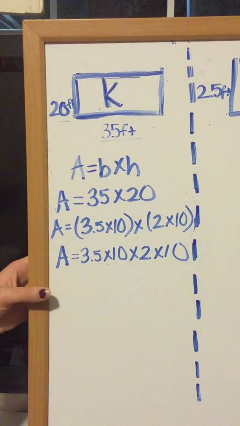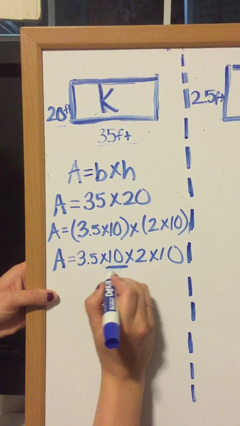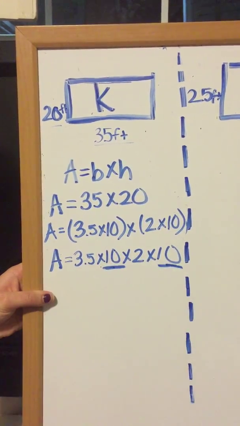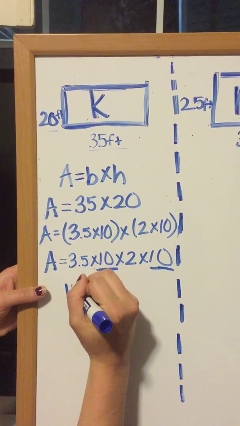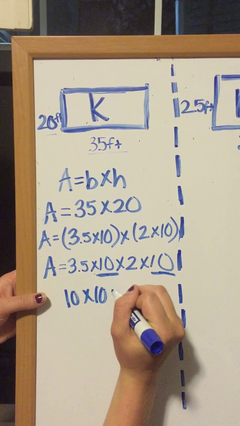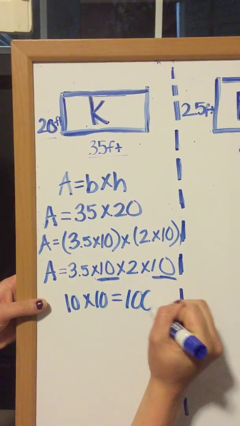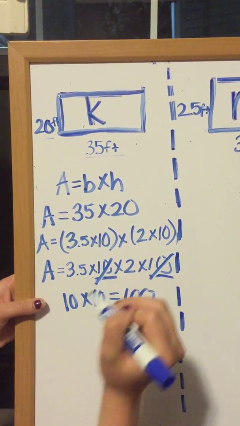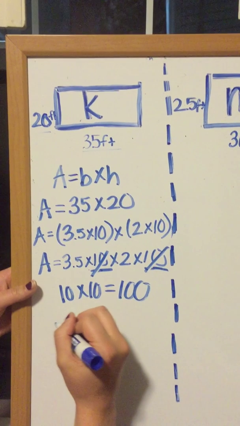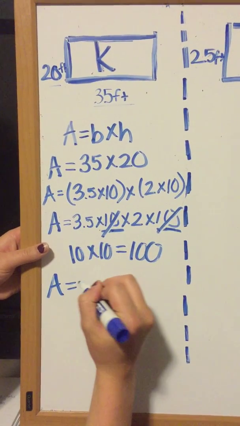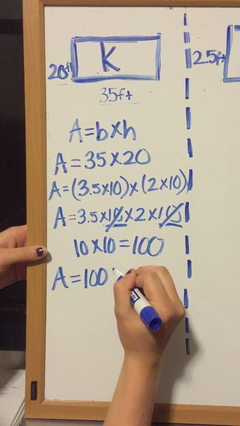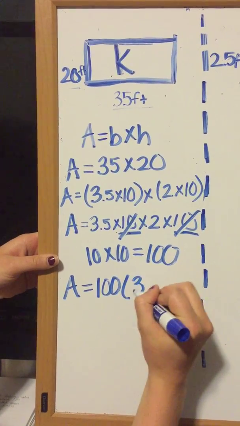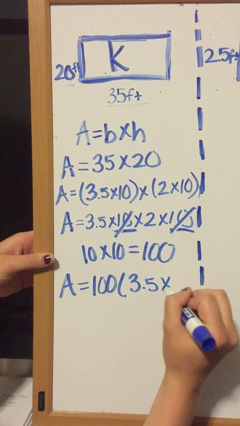Let's start with the easiest numbers: 10 times 10. So, 10 times 10 equals 100. And we are left with area equals 100 times 3.5 times 2.